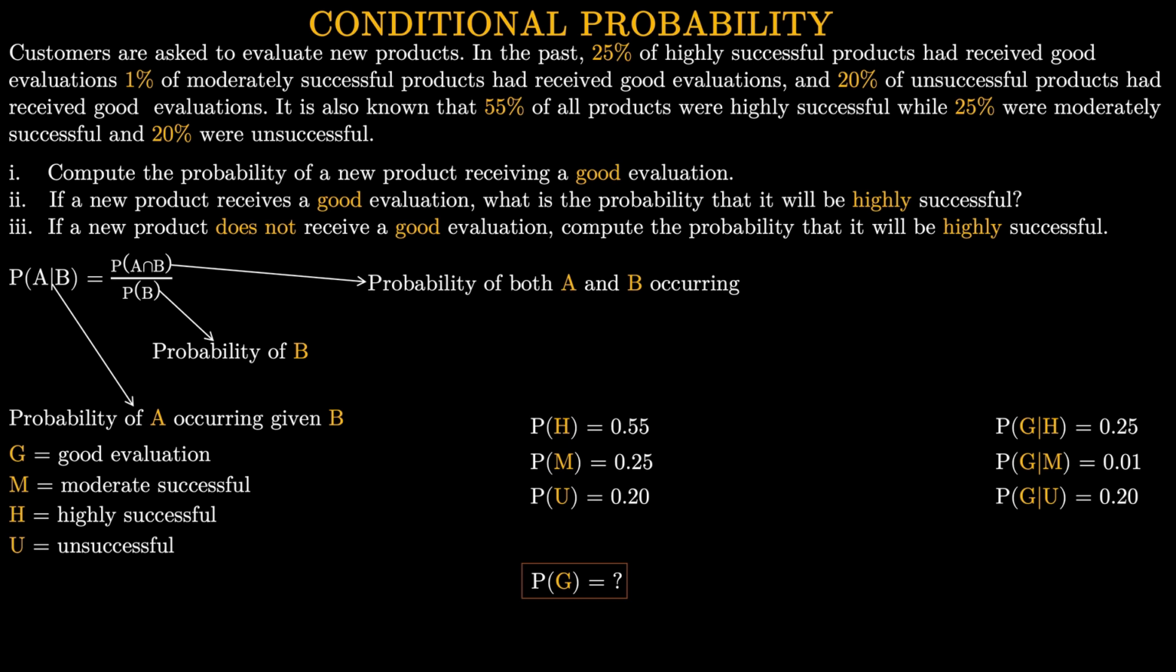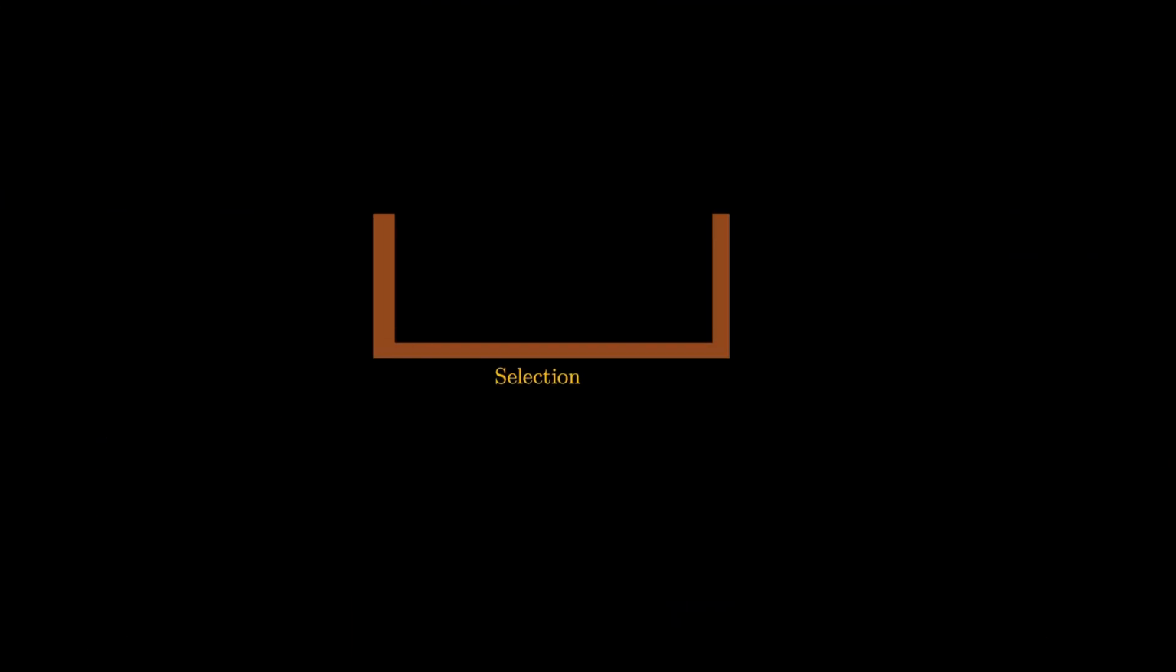So we have two stages right here. The first stage is going to be selection, and the second stage is going to be evaluation. I'm going to use an animation to show you what I'm trying to say. Let's say 100 products are put in a basket, right? You know that 55% of these products are highly successful, 25% are moderately successful, and 1% are unsuccessful, right?